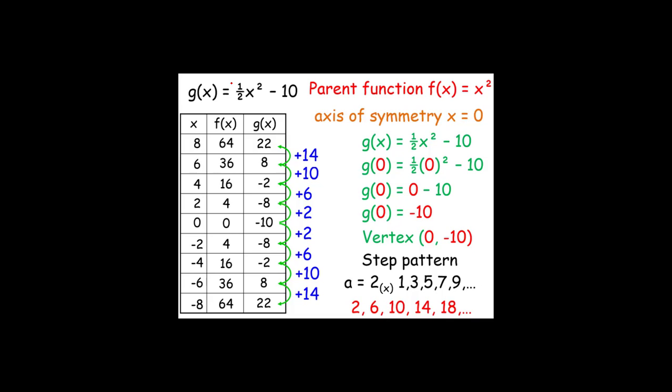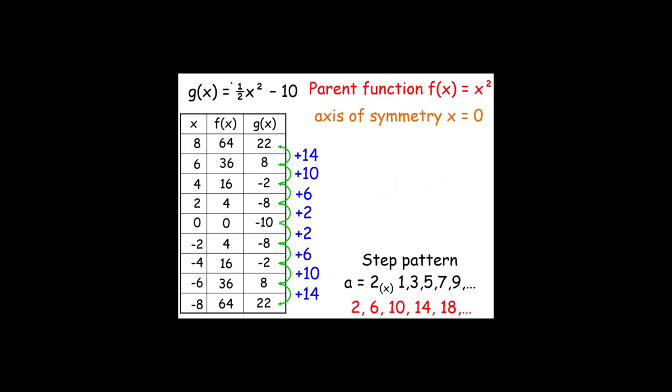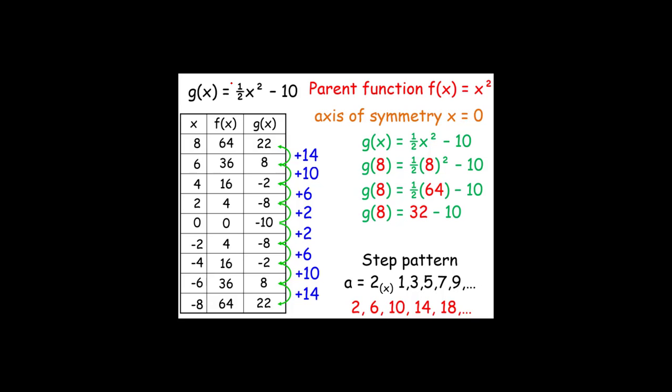If I'm still having issues with using the step pattern, I could always plug in. And it's always great to plug in your last term that you plugged in, just to check the step pattern, just in case you made a mistake. So therefore, I'll plug in 8 for x in g of x. So what is g of 8? Well, 8 squared is 64. Half of 64 is 32, and 32 minus 10 is 22, leaving me with the point 8, 22, which checks out.